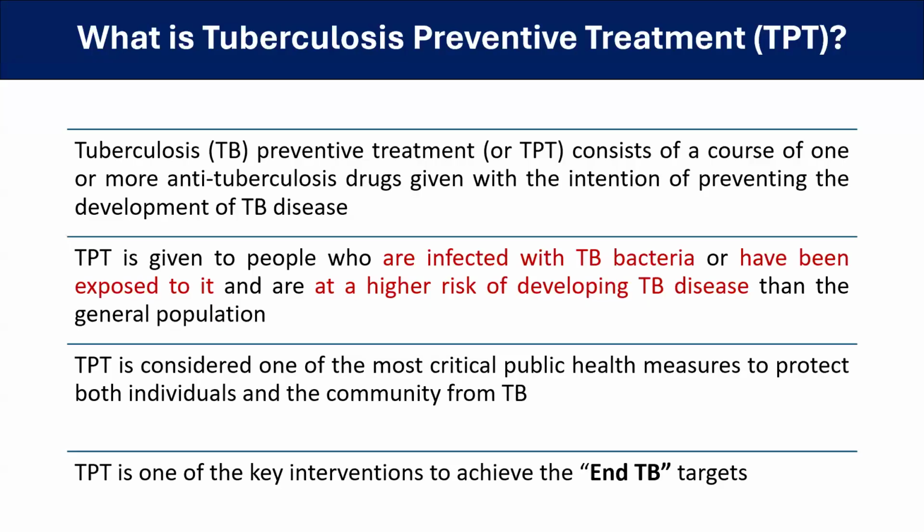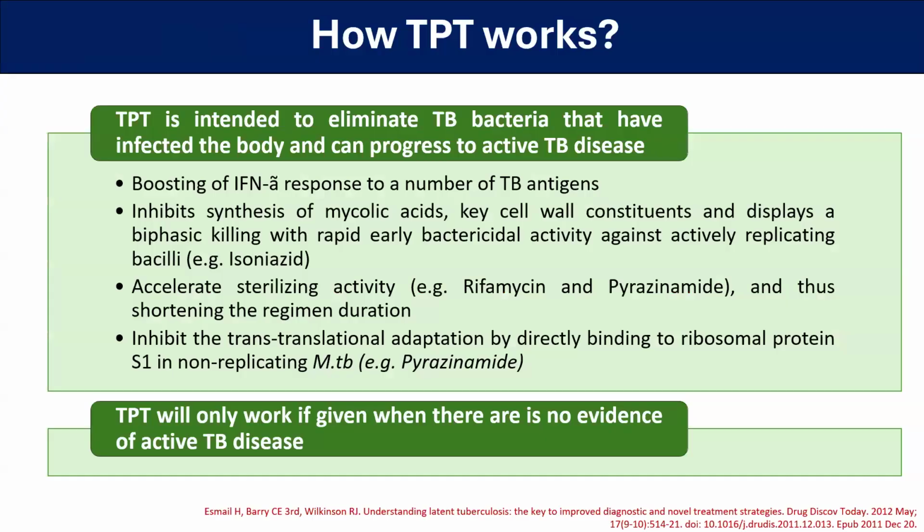We consider PLHIV to be at a higher risk of developing TB. So based on the four symptom screening, we start them on the TPT. This is one of the critical public health measures to protect both individuals and the community from TB, and it is a key intervention to achieve the National TB elimination targets.